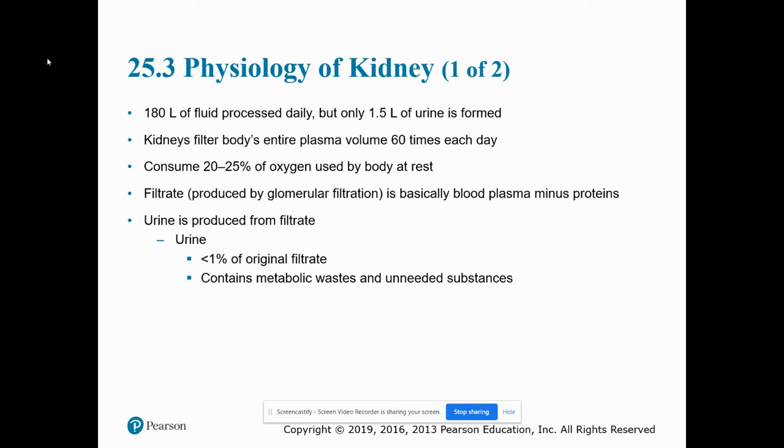Filtrate, which is produced by glomerular filtration, is basically blood plasma minus proteins. And then the urine is going to be produced from the filtrate, and urine is less than 1% of the original filtrate, and it's going to contain metabolic waste and unneeded substances.